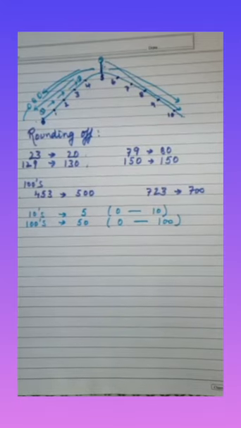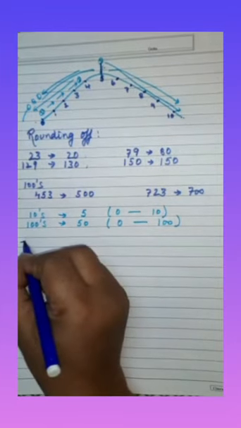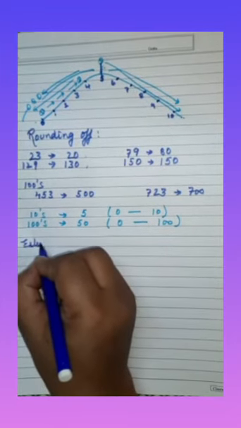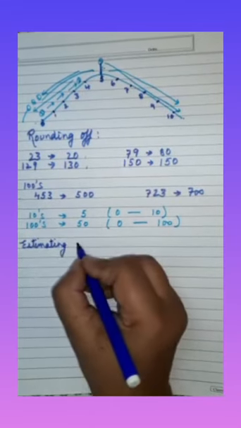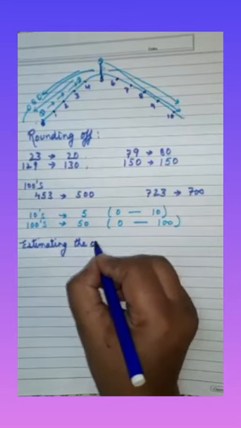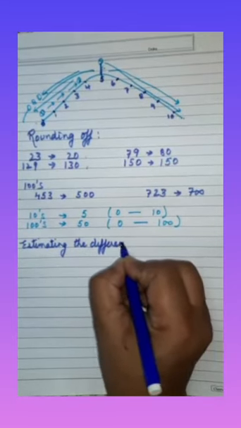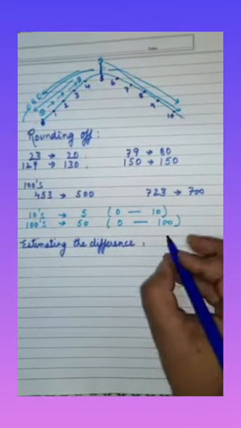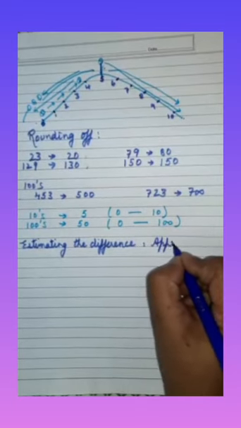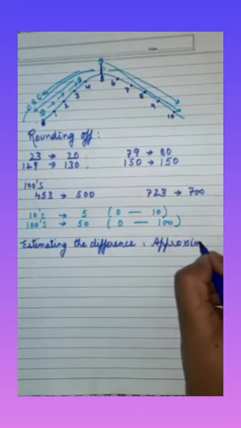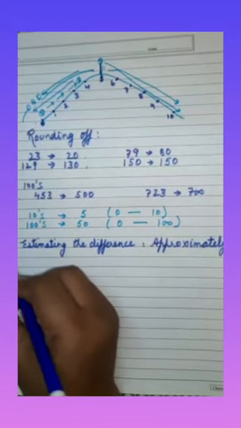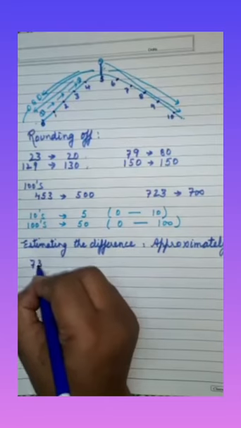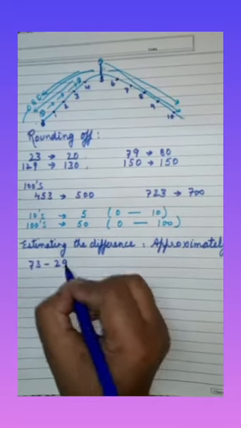Now we have done the rounding off. Now we'll find out estimating the difference. Students, what do you mean by estimating the difference? Difference means minus and estimating means, as you all know, approximately. Right? Now, we have a problem to solve, that is we need to find 73 minus 29.